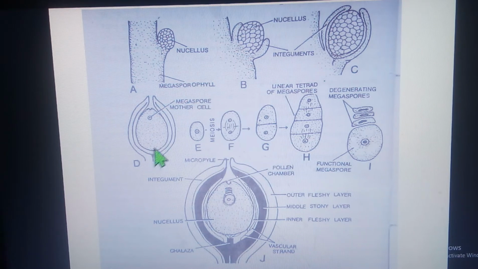It is not complete. We can see here that the nucellus and the integument remain free at the micropylar end, but they are fused at the chalazal end. They fuse together. So the apex of the nucellus projects into a micropylar tube and forms a nucellar beak.